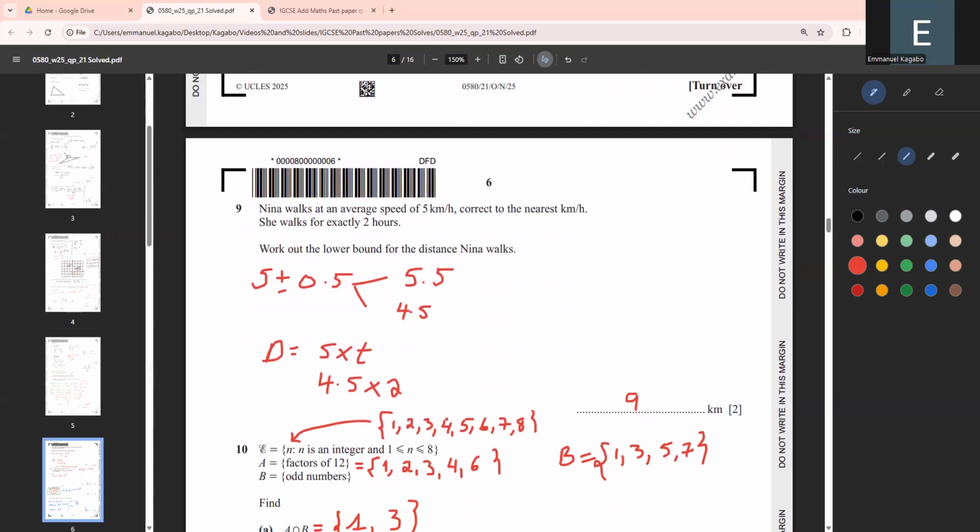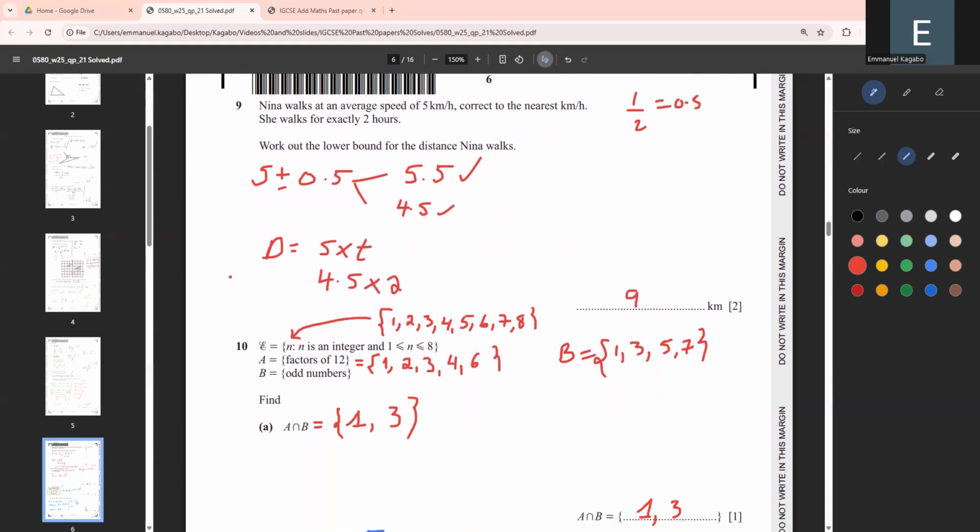Nina walks at an average speed of 5 kilometers per hour. Correct this to the nearest kilometer. Nearest kilometer means 1 divided by 2, and that gives me 0.5. And that means I have to get 5 plus or minus 0.5. So the upper limit of the speed will be 5.5, and the lower limit of the speed is going to be 4.5. I hope you understand that.